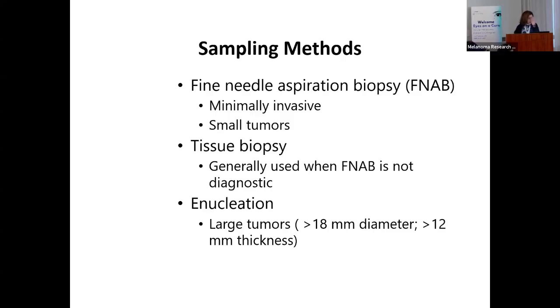So how do you sample the eye? I'm a cytopathologist, and cytopathologists interpret fine needle aspiration. So a very skinny needle is put into the eye tumor to obtain some cells. This is a minimally invasive method, and it's very good at sampling small tumors. If we don't get a diagnosis because we don't have enough material or for some other reason, we have the opportunity to do a tissue biopsy as well. That's a second way to sample the eye. And that's usually used when an FNA, or fine needle aspirate, is not diagnostic.